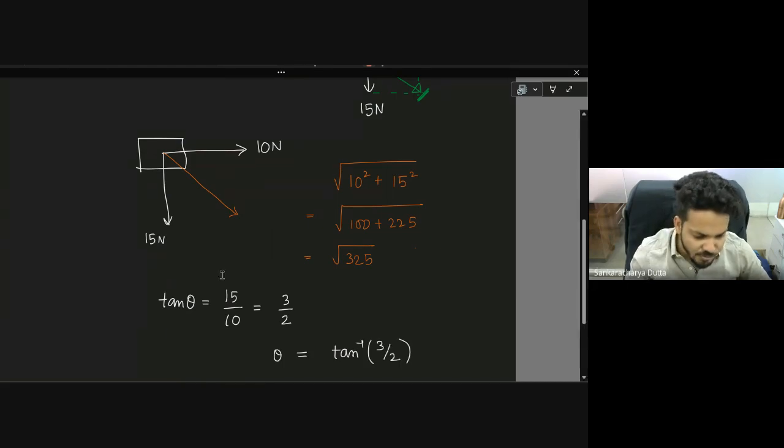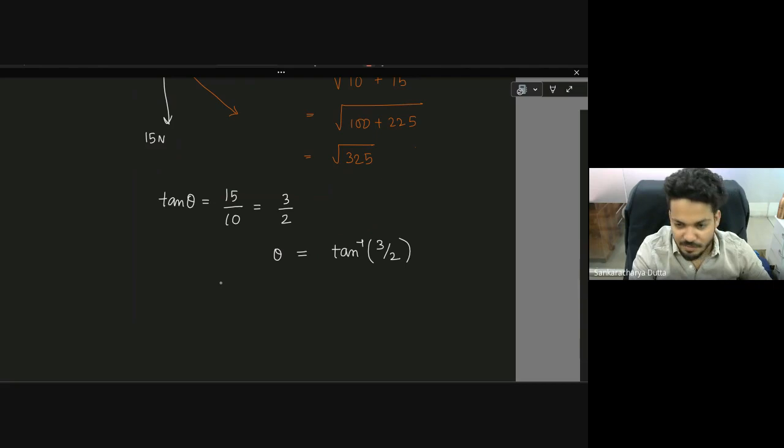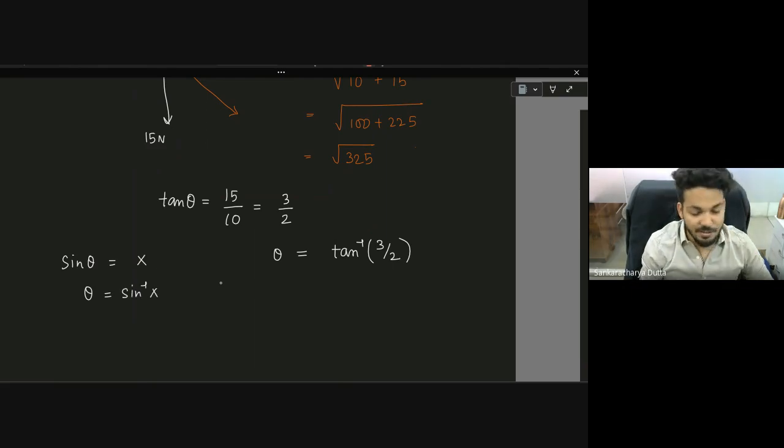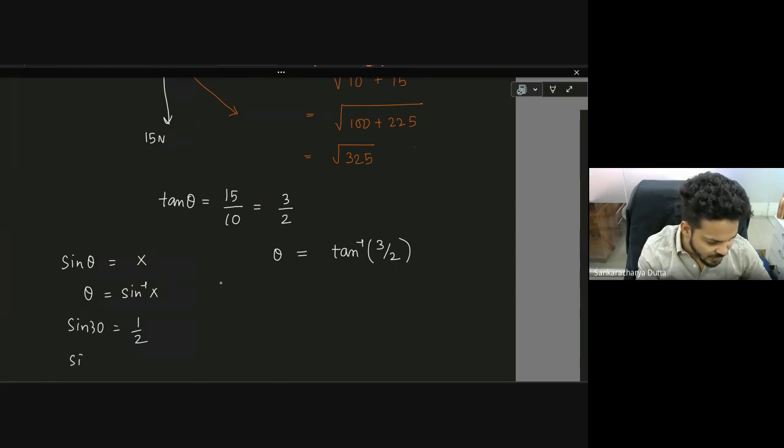Now, this might be new for certain people. This is known as inverse trigonometry. If you have sine theta equal to some value x, then theta is equal to sine inverse x. So sine inverse is a function. For example, sine 30 is equal to half, then sine inverse of half is 30 degrees. So this is the inverse function of trigonometry. This is tan inverse of 3 by 2. You can write your answer like this. This is the complete answer.